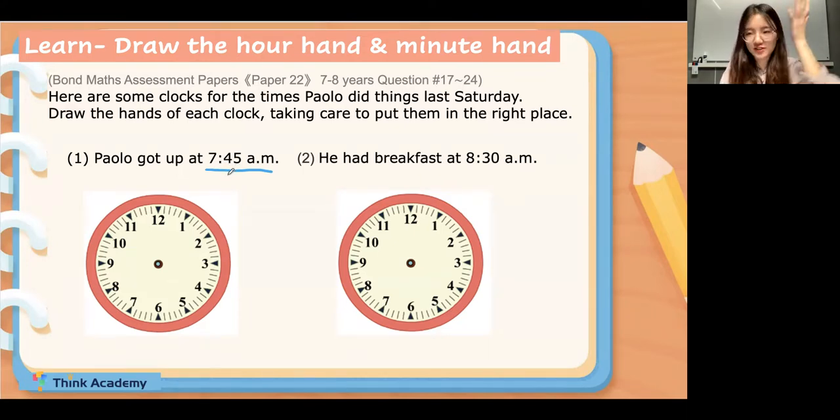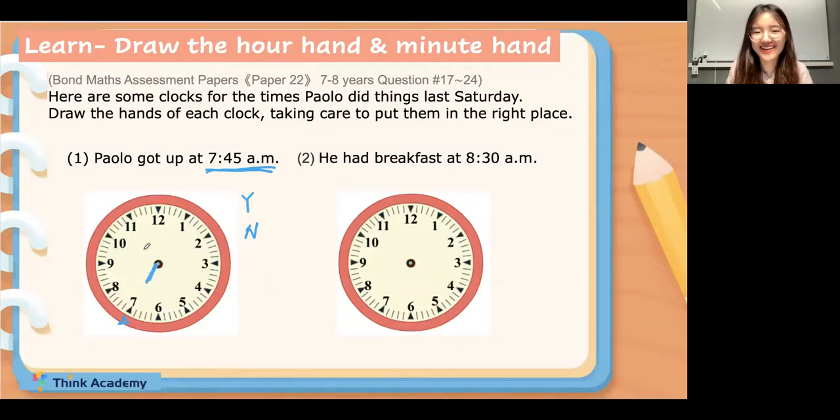Okay, I have a question, everyone. Can I just draw the hour hand pointing to 7? Is it right? Y for yes and N for no. For the 7:45 a.m., can I draw the hour hand just here?